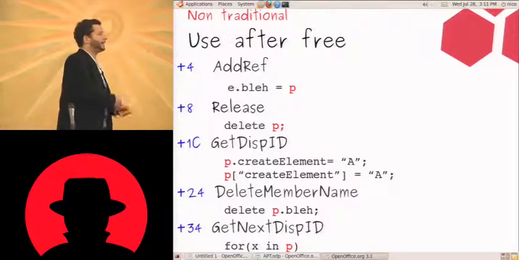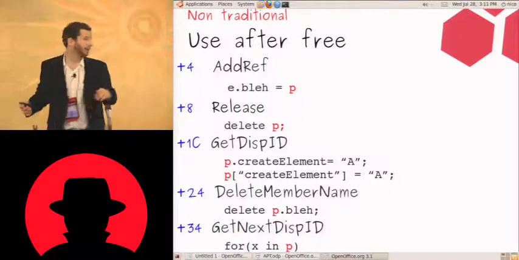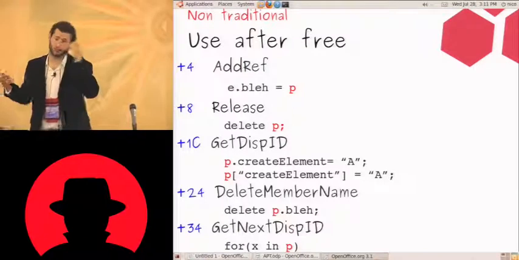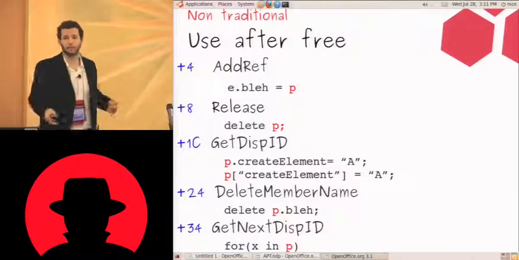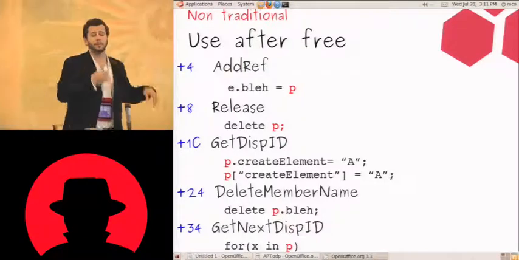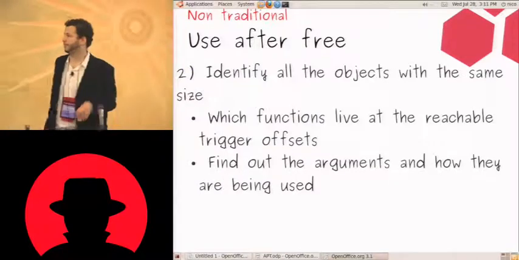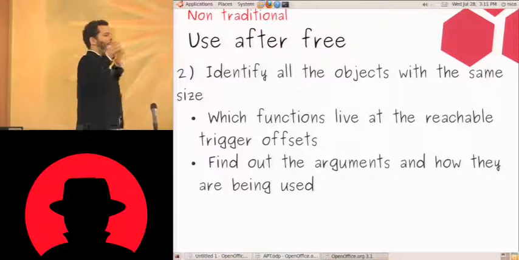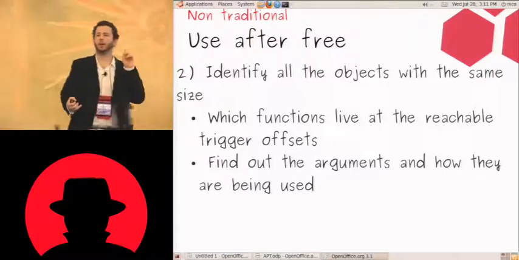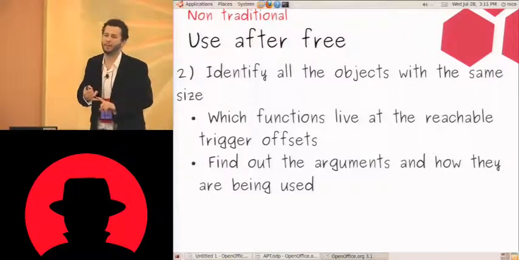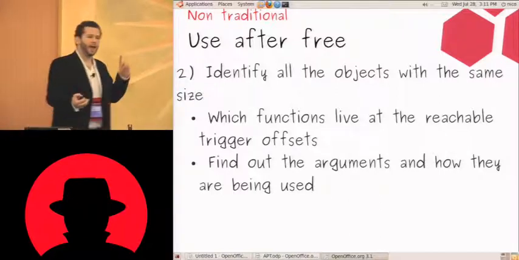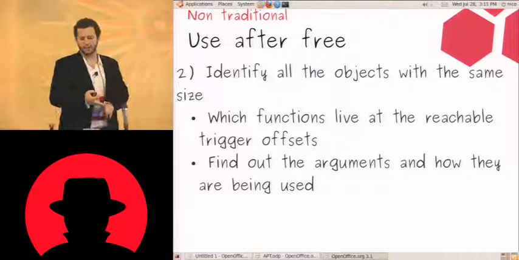And in the case of delete member name, exactly the same. The name you can see here, blee, is basically a string. So you can send another string, something you control, and then you have one of the arguments of that method in our control, with a string or whatever. So once you know exactly all your triggering offsets, for each triggering offset you know how many parameters you are sending to that function, and which ones are in your control, etc., etc.